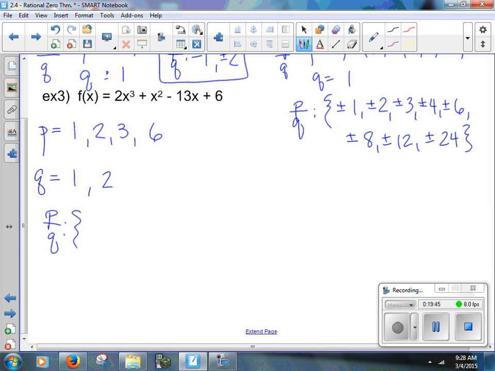What are the first 4? 1, 2, 3, 6. Why? Because 1 divided by 1 is 1, 2 divided by 1 is 2. But what do I do with that 2 down here? 1 divided by 2 is 1/2. That's legit. 2 divided by 2 is what? Am I going to write that over? No. 3 over 2, we have to include it. 6 over 2 is? Do I have to rewrite that?